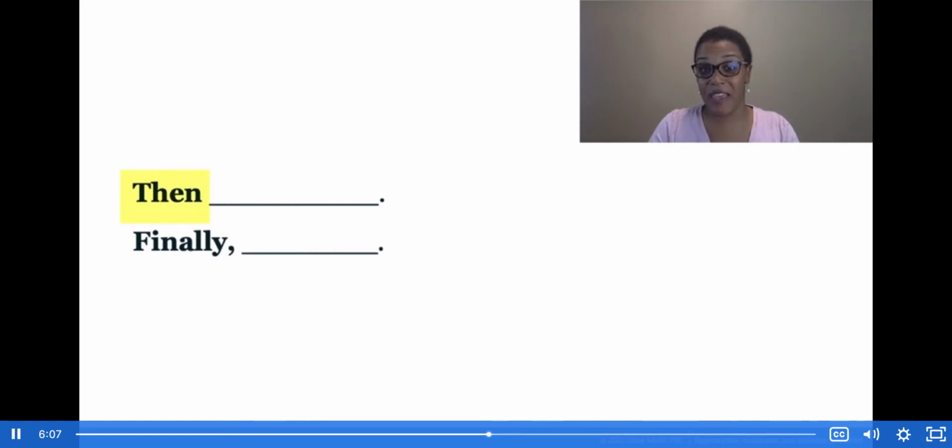Think about the word then. Where have we used the word then in our writing? Was it at the beginning, in the middle, or the end? I'm sure you said it. We have used it in the middle. But what about the word finally? Where have we used that word? Oh, you are so good at this. We have used the word finally at the end.